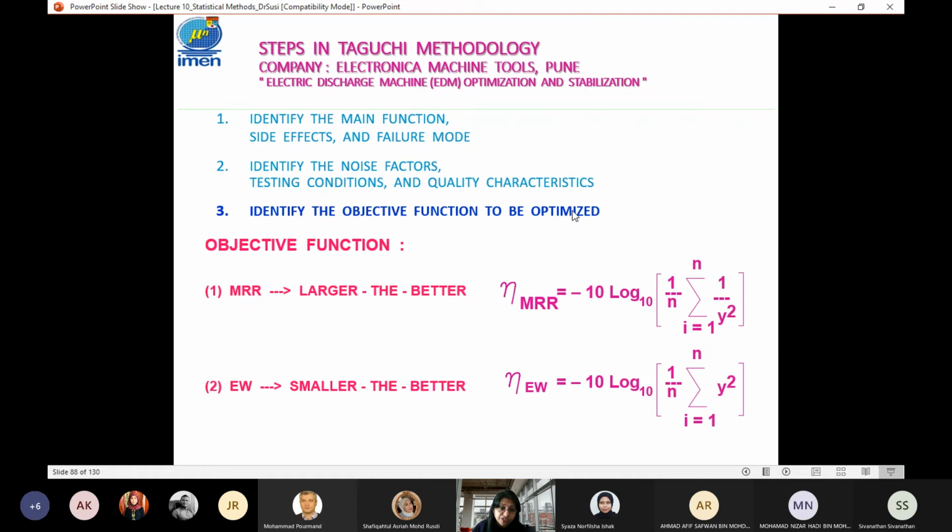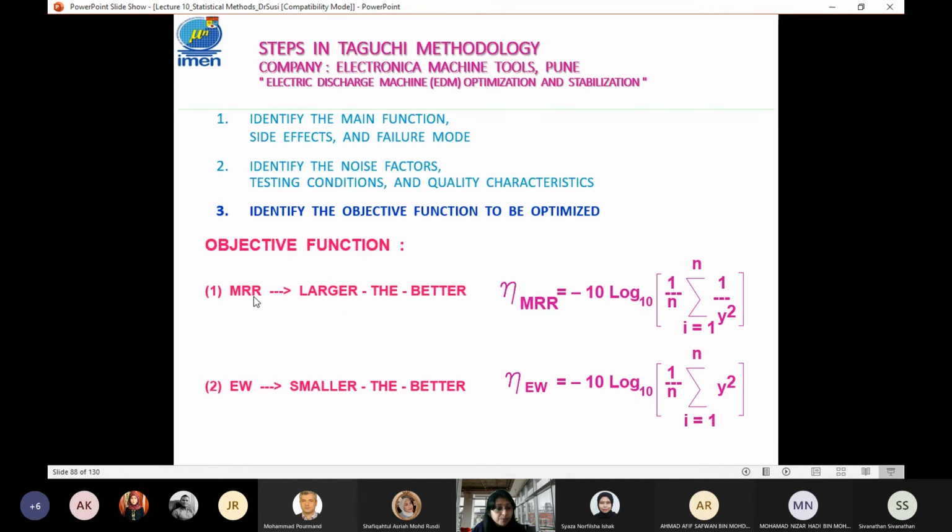Identify the objective function. The Taguchi method is based on signal to noise ratio. So you have 4 different signal to noise ratios. You have larger the better, depending on your output. Do you want your output to be larger? Or do you want your output to be smaller? Or do you want a nominal output?